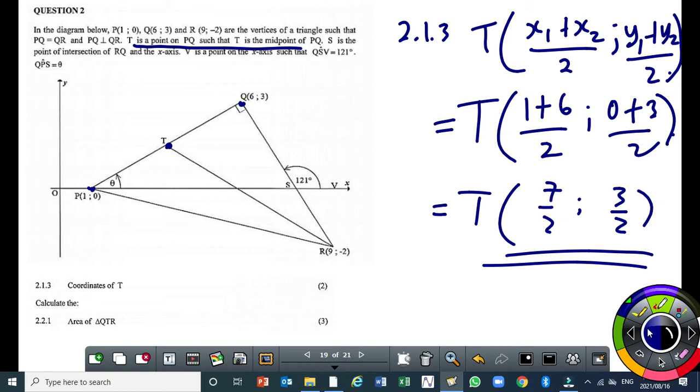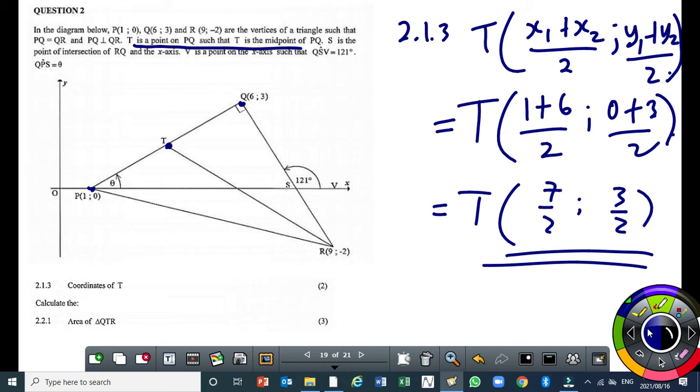But for this question, we are told that PQ is perpendicular to RQ, which means triangle PQR is a right-angled triangle. And also we have QTR. Now, QTR is going to be a right-angled triangle as well, which means we can use half base times perpendicular height to calculate its area. Right? Are you following that?